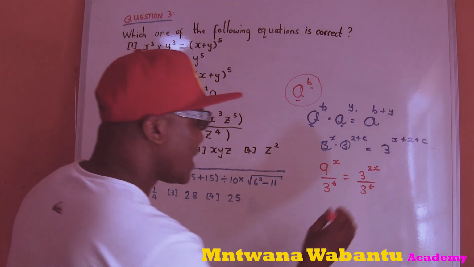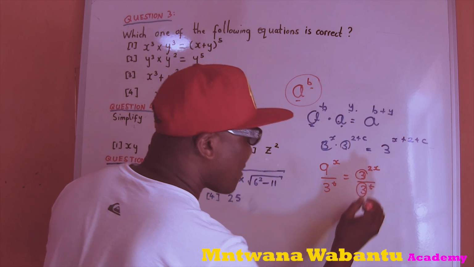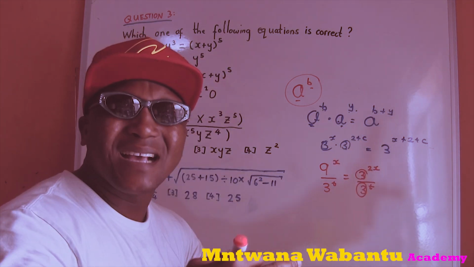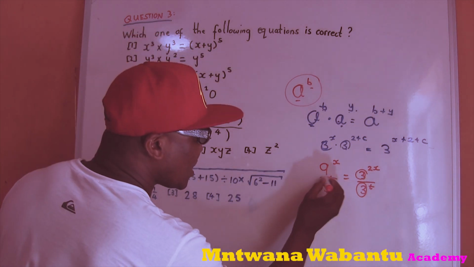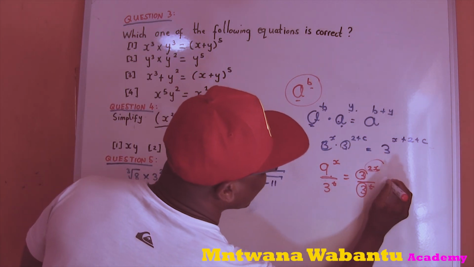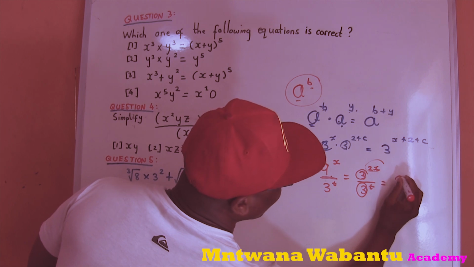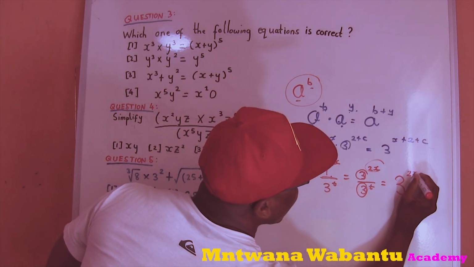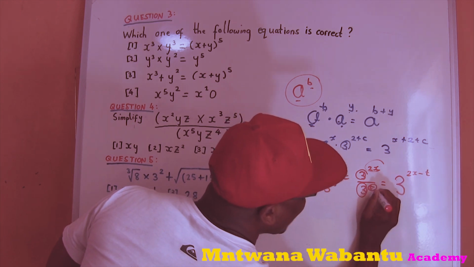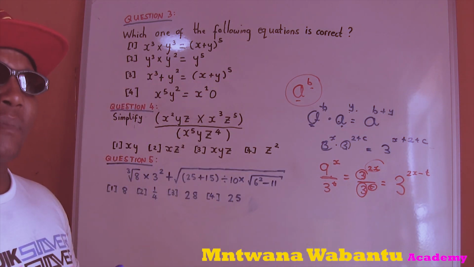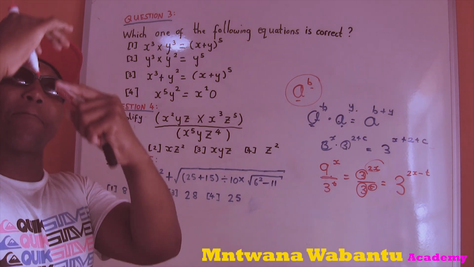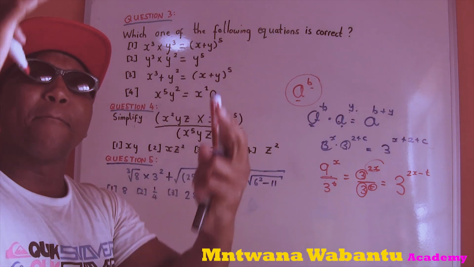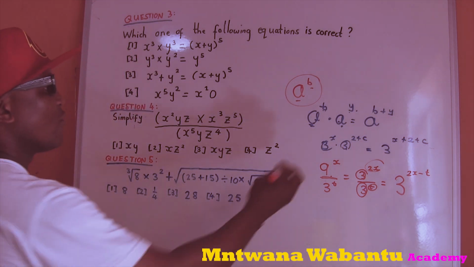Now the bases are the same. And since the bases are the same, take the top minus the bottom if it's division. You see division, make sure you take the top minus the bottom. So I'm only going to write one base because they're the same, and I take the top power minus the power of the denominator. So remember, if it's division, take the top power minus the bottom power. But if it's multiplication, add both powers.